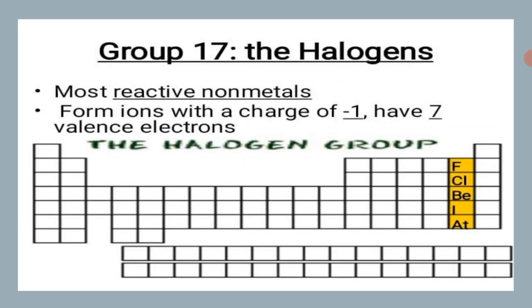Group 17 elements belong to the halogen family, the most reactive nonmetals. They form ions with a charge of -1 and have 7 valence electrons, including that they have very high electronegativity. Halogens particularly react with the alkali metals and alkaline earth metals, forming stable ionic crystals. Among the halogen family, fluorine has the highest electronegativity.